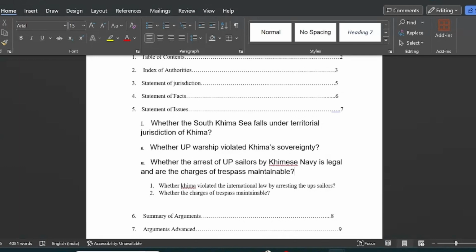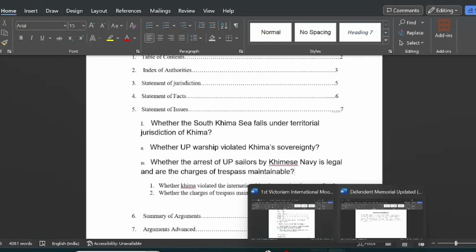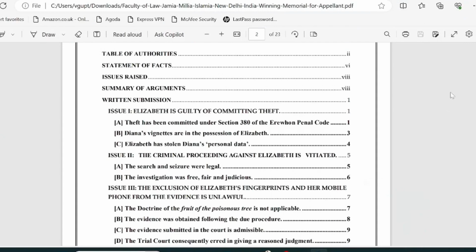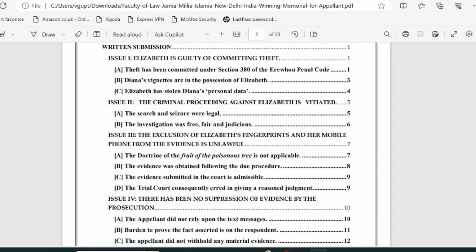So it makes it easier for the judge to understand, and also when you're presenting your oral arguments, it's easier for you to ask the judge to refer to this particular page number, because they have your hard copies of your memorials. Every judge has it, so you don't have to worry about them being lost. So structuring करना अच्छे से is very very important.